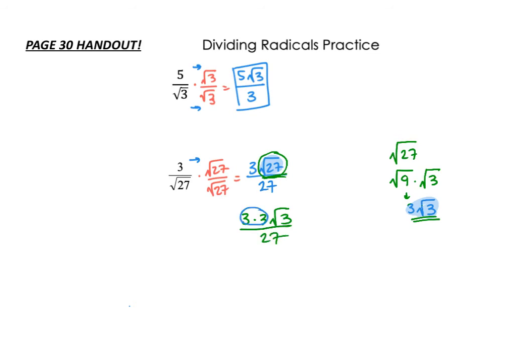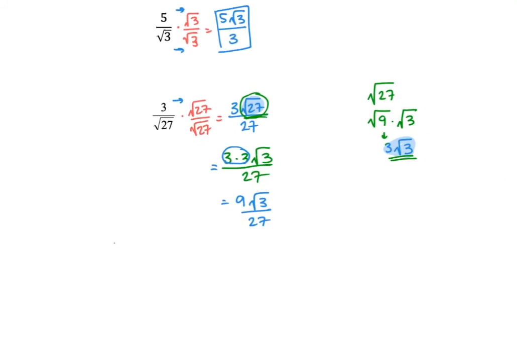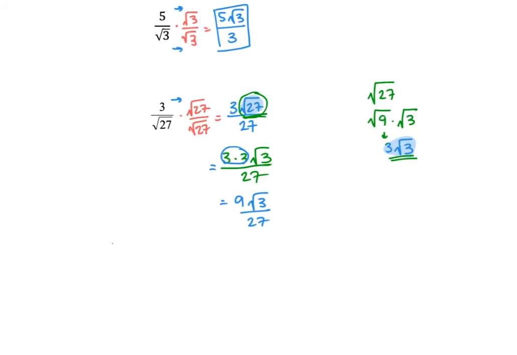Now we're going to multiply. 3 times 3 is 9. Denominator is 27. And then the very last thing we should do is simplify here. The top can be divided by 9, and the bottom can be divided by 9. So 9 divided by 9 is 1, so this becomes 1 times the square root of 3, and 27 divided by 9 is 3. So you could also write this as just the square root of 3 over 3. And there it is simplified.